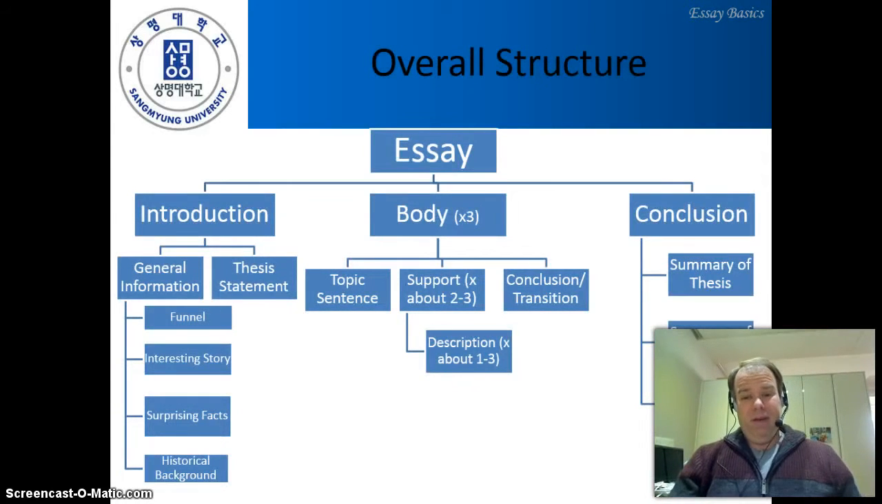So this is a big overall view of the structure of an essay. As you can see, you have three main parts: an introduction, body, and conclusion. It says times 3 because in a 5-paragraph essay you generally have 3 body paragraphs. And then you can see the different constituent parts in each section, and we're going to talk about those in greater detail in this presentation.